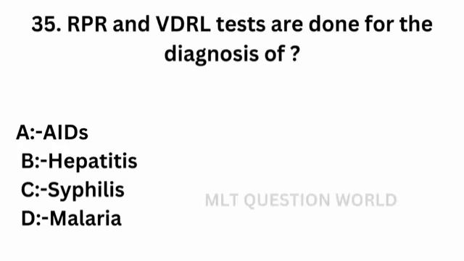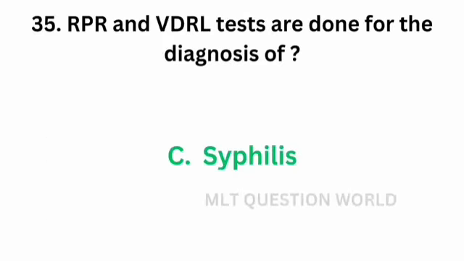Question number 35. RPR and VDRL tests are done for the diagnosis of option A, AIDS, option B, hepatitis, option C, syphilis, option D, malaria. Which of the following condition can be diagnosed by RPR and VDRL? The correct answer is option C, syphilis.